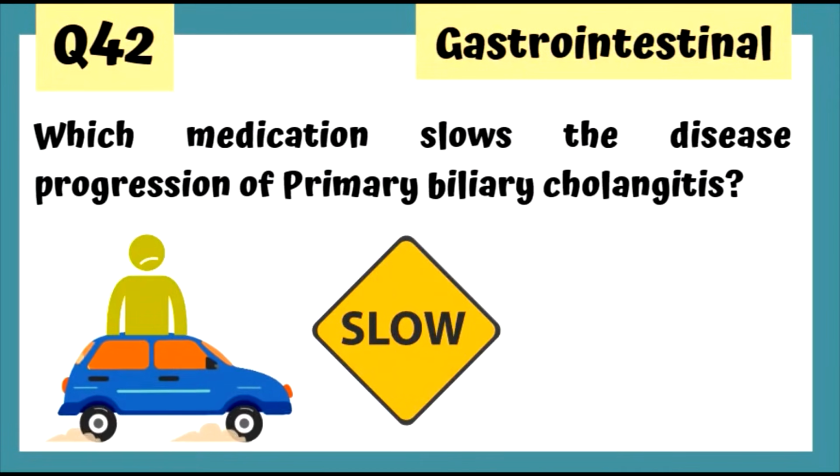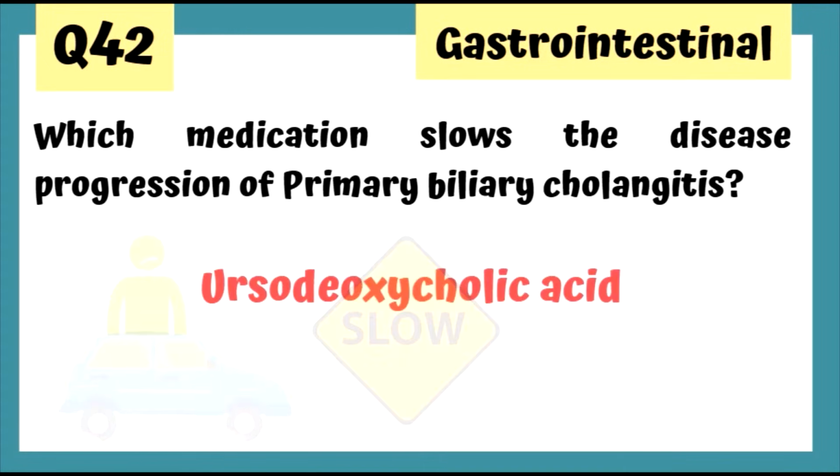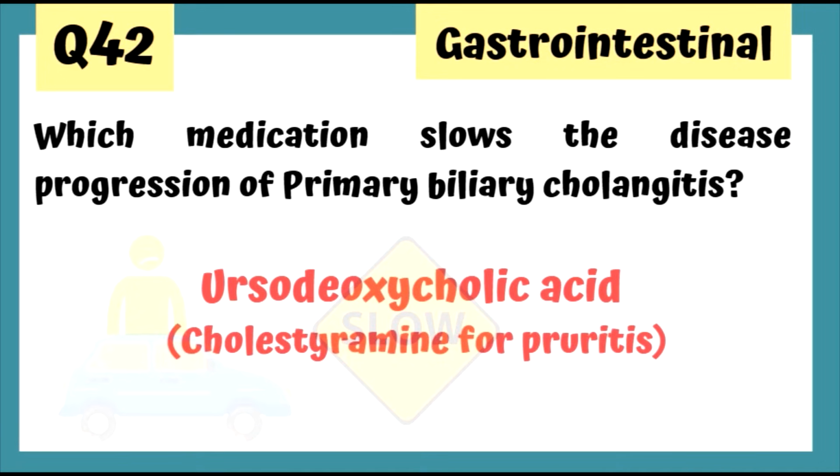Question 42. Which medication slows the disease progression of primary biliary cholangitis? Ursodeoxycholic acid, again, that acronym that I mentioned before. It's not cholestyramine, and cholestyramine is given for itching, for pruritus.